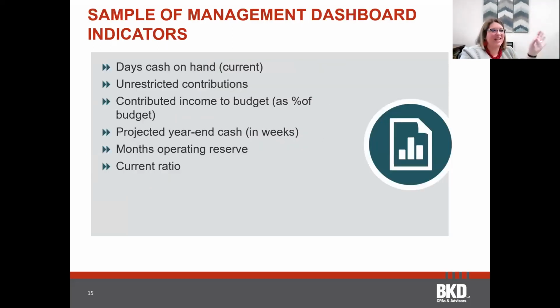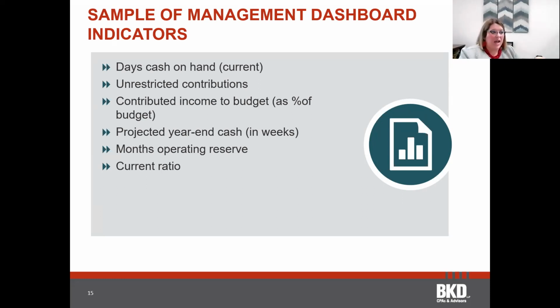And so things like days cash on hand: do we have the money to pay the bills? Do we have enough cash coming in? What are our unrestricted contributions? So what are those contributions that we can just spend how we need to spend and not necessarily tied to a specific program, purpose, event, that type of thing. Contributed income to budget. So how are we doing as compared to budget? So we know if we're tracking, because we budgeted for certain expenditures based on programs and things we think we need to do. But if we're not getting enough contributions, do we have to alter those plans?